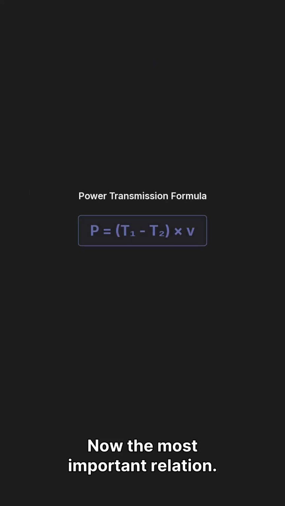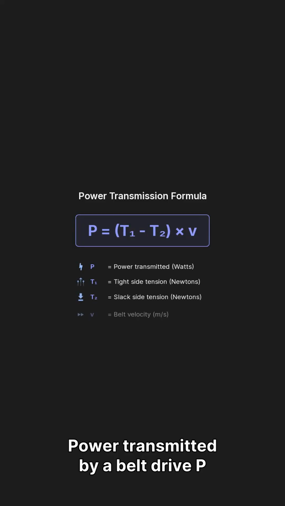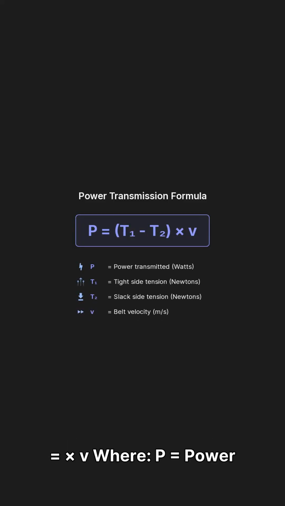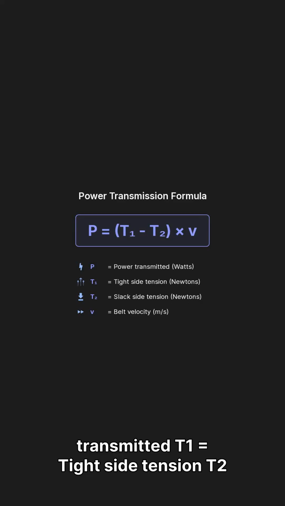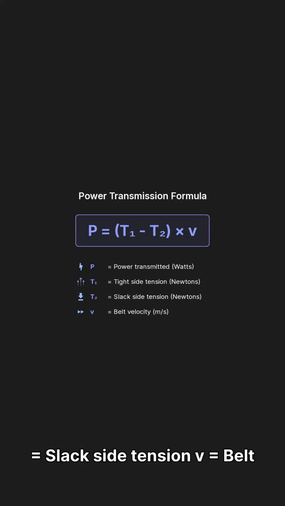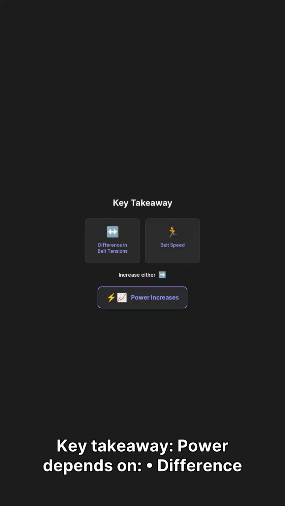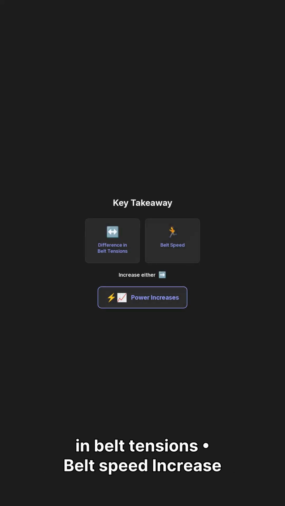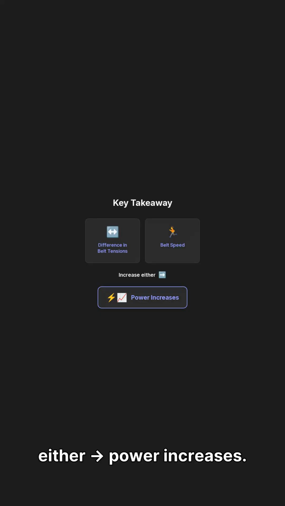Now the most important relation. Power transmitted by a belt drive, P equals (T1 minus T2) times V, where P equals power transmitted, T1 equals tight side tension, T2 equals slack side tension, V equals belt velocity. Key takeaway: power depends on the difference in belt tensions, and as belt speed increases, power increases.